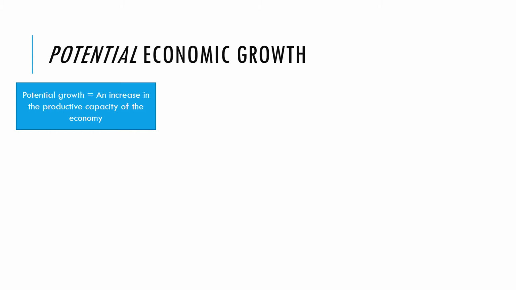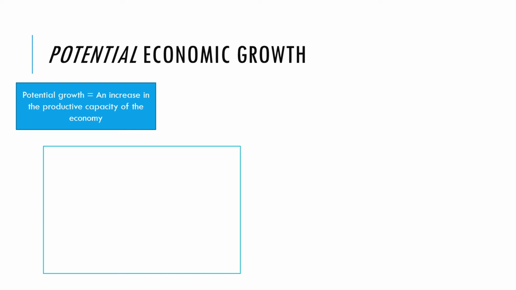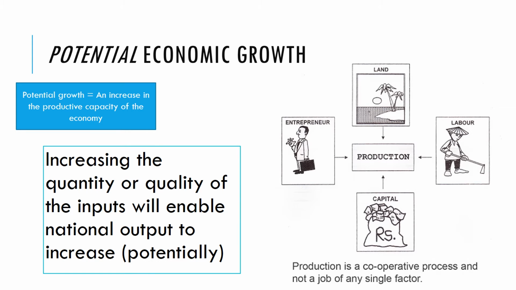Let's now talk about potential economic growth. And potential growth relates not to a change in real GDP, but to an increase in the productive capacity of the economy. So an increase in how much the economy could produce. And here we're thinking more about the factors of production or the potential aggregate supply within the economy. So increasing the quantity or quality of the inputs will enable national output to increase potentially. So an increase in land, labour, capital, or entrepreneurship.